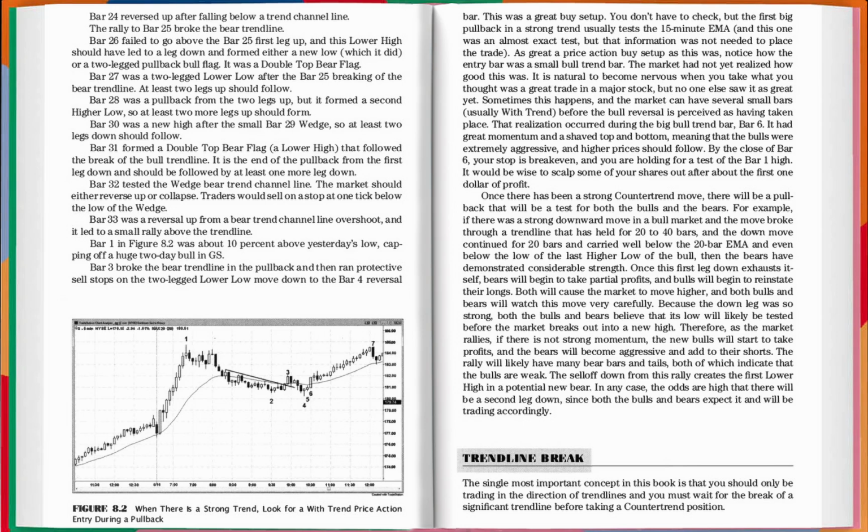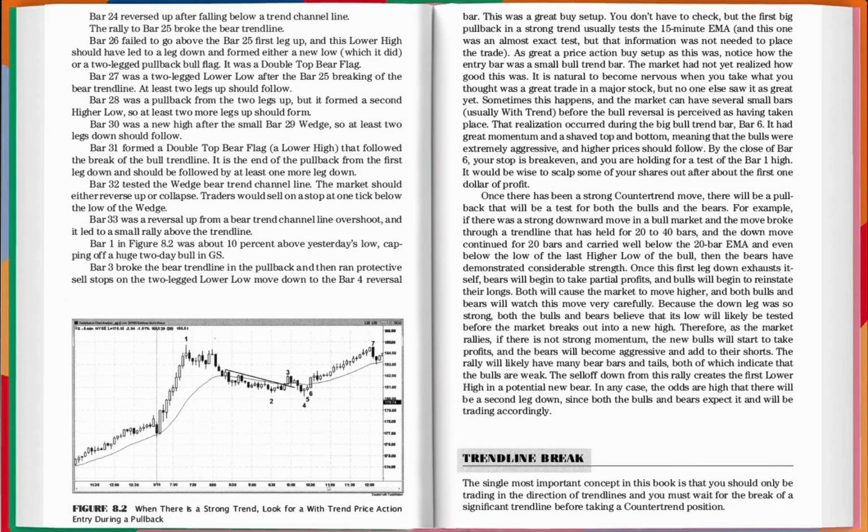Bar 26 failed to go above the bar 25 first leg up, and this lower high should have led to a leg down and formed either a new low, which it did, or a two-legged pullback bull flag. It was a double top bear flag. Bar 27 was a two-legged lower low after the bar 25 breaking of the bear trend line.